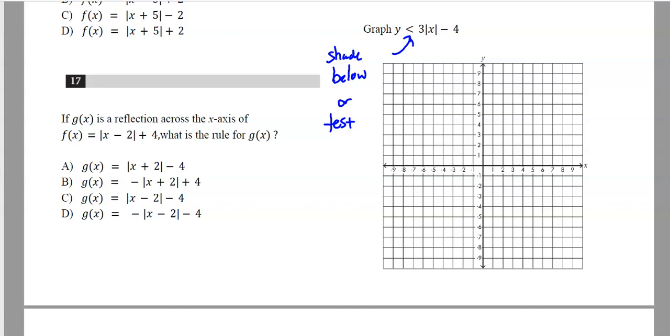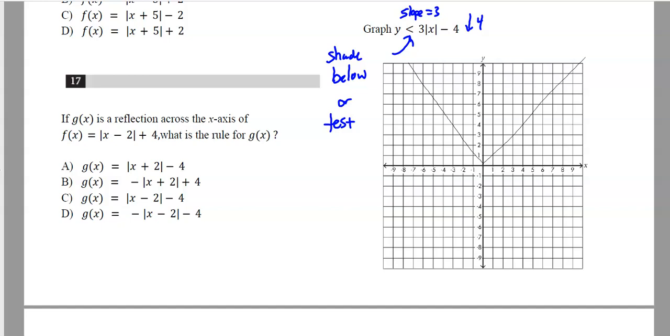So first of all, let's look at the transformation. I know what the normal v looks like. You don't have to write this down, but I'm going to write it. The normal v is the parent. Well, I need to do a couple of adjustments. I need to go down 4 because of that minus 4. And then I need to change the slope and make it equal 3. Right now my slope is equal to 1.